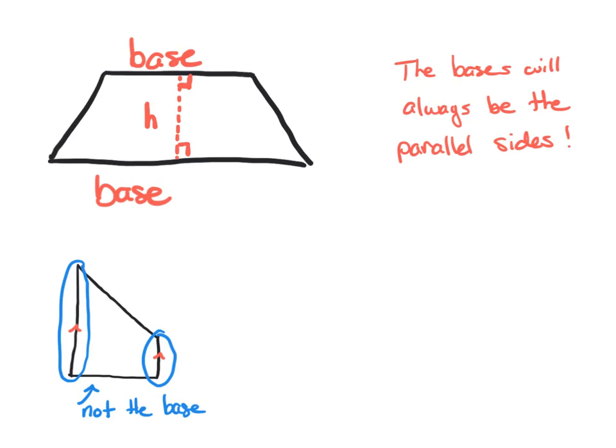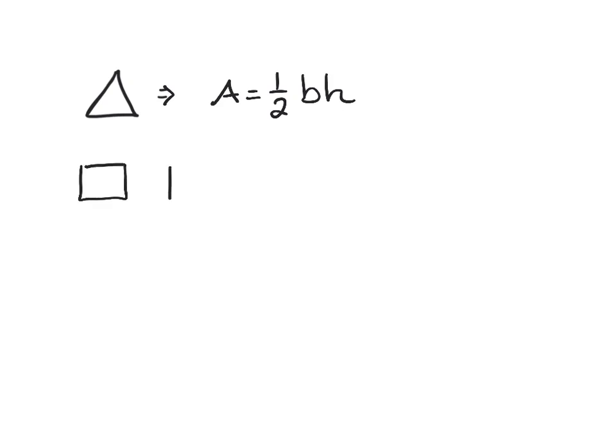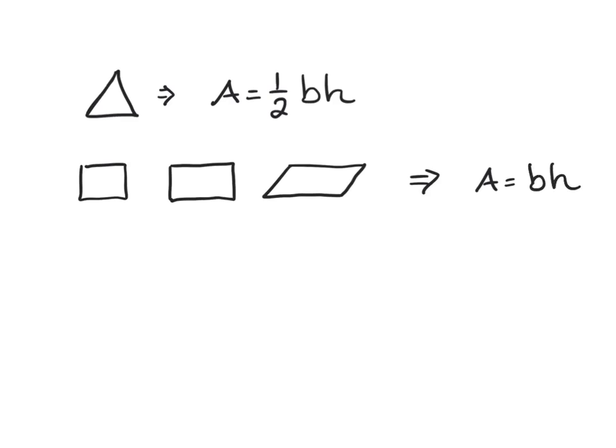Now the area formula for a trapezoid is very simple, but it's a little bit different than any of the formulas that we've seen thus far. To review, we've looked at the area of a triangle. A triangle's area is 1/2 base times height. We've looked at the area of squares, rectangles, parallelograms. The area of those is just base times height. So these are the area formulas we've looked at thus far.